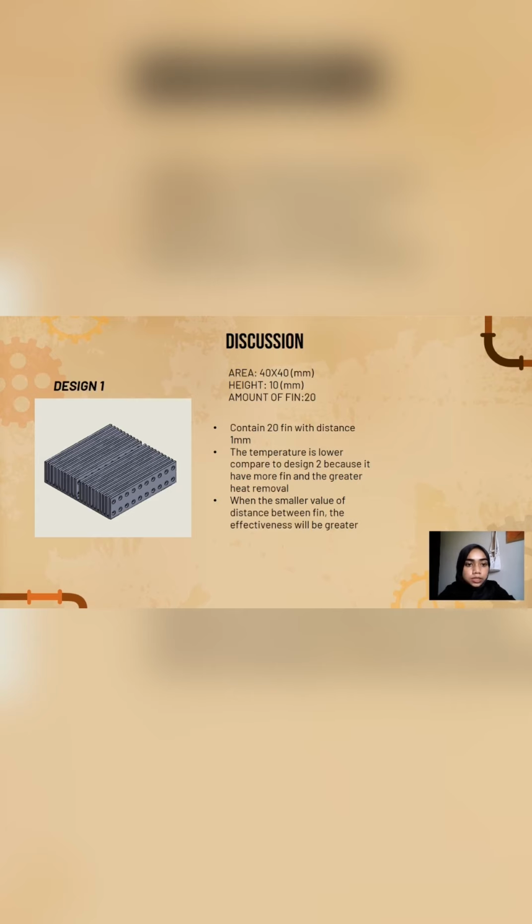And for this video presentation, I will explain the discussion. For the first design, design 1, the area is 40 x 40 mm, the height is 10 mm, and the amount of fin is 20. It contains 20 fins with a distance of 1 mm. The temperature is lower compared to design 2 because it has more fins and greater heat removal. When the distance between the fins is smaller, the effectiveness of the fin will be greater.